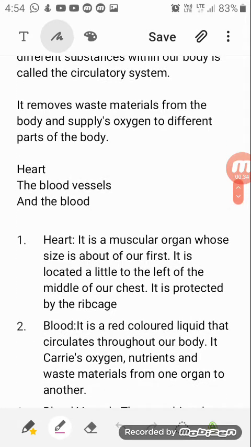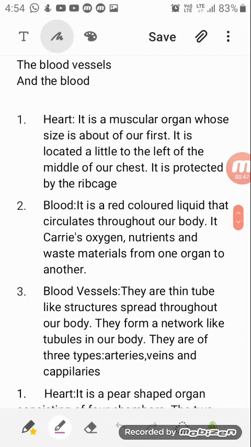So we will learn about what is the heart. It is a muscular organ whose size is about that of our fist. It is located a little to the left of the middle of our chest. It is protected by the ribcage. Then we will learn about the blood. It is a red color liquid that circulates throughout our body. It carries oxygen, nutrients, and waste material from one organ to another.